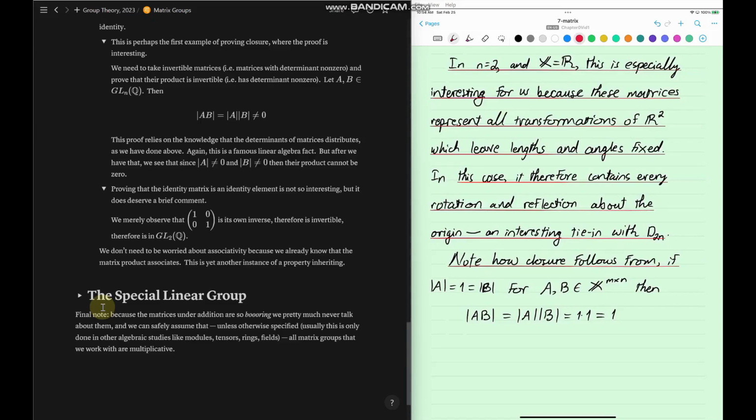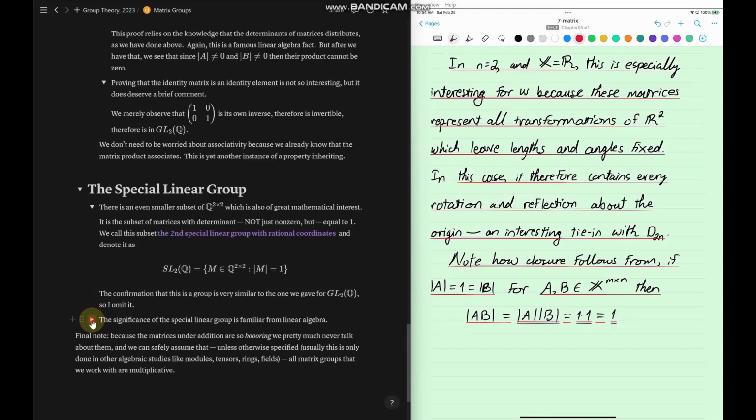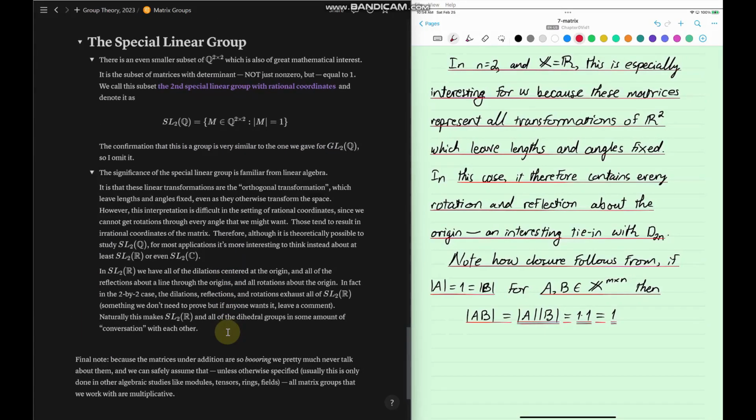Note how closure follows: if two matrices have determinant equal to 1, then by a very similar argument to the one given earlier, the determinant of the product is the product of the determinants, which is equal to 1 times 1, which is 1. And I forgot to expand all of this stuff in the typed notes, so you can see it here.